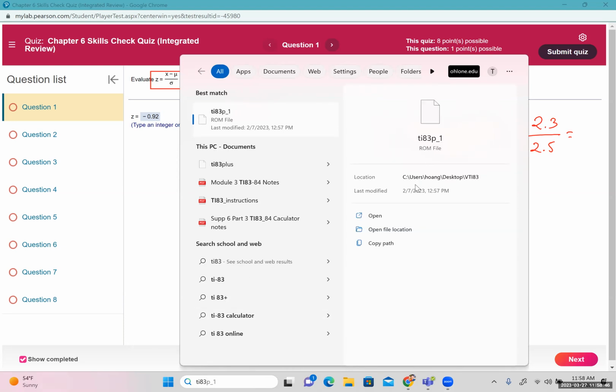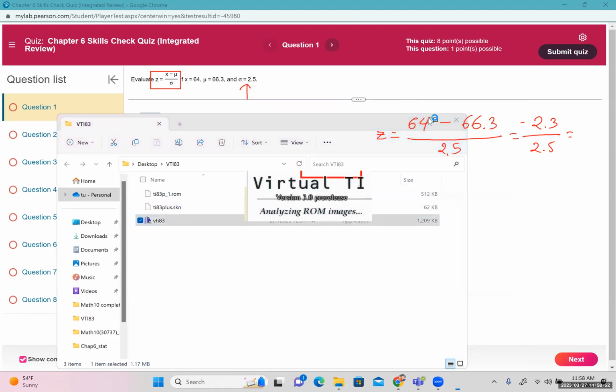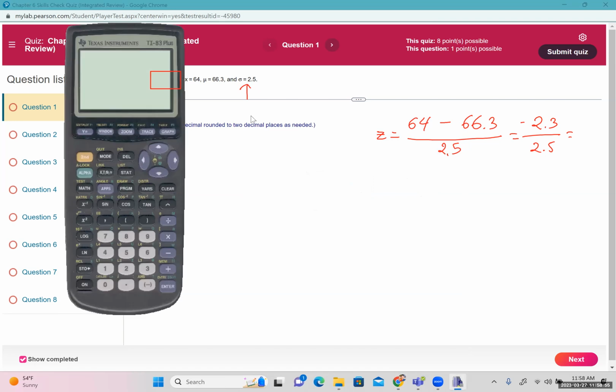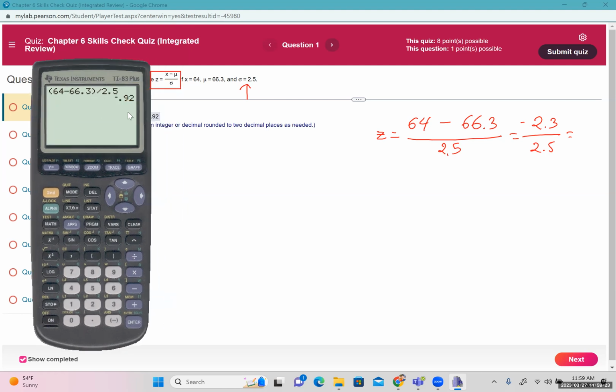Clear this. Careful, because the top you have to consider as a group. So 64, minus 66.3, and then divide by 2.5. Enter. You will get negative 0.92.